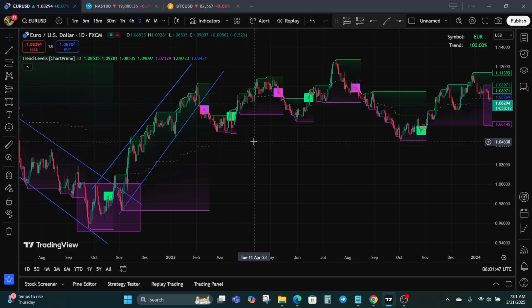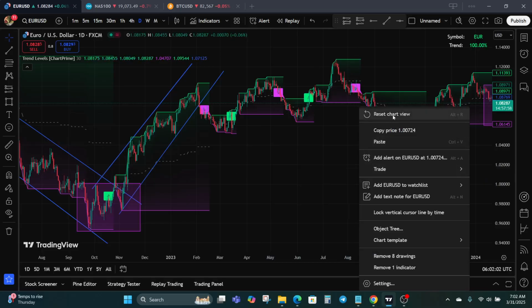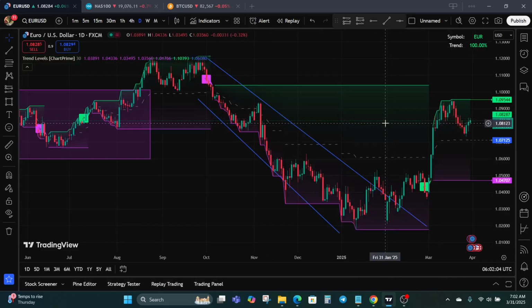Okay, it is a good idea to combine the trend levels indicator with other technical analysis tools like moving averages or RSI to confirm the signals you are getting. By doing this, you are stacking the odds in your favor and ensuring that you're making trades with the best potential for success. To wrap things up, the trend levels indicator is a powerful tool that can help you avoid those annoying ranging markets and focus on trading trends that offer more reliable opportunities.